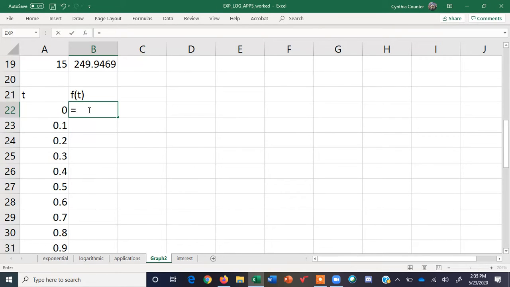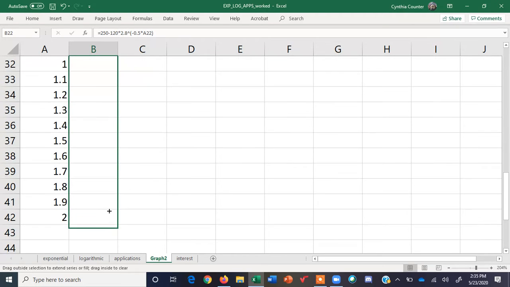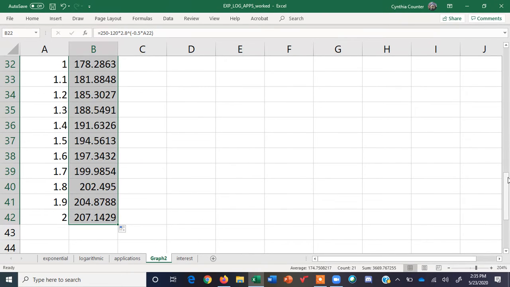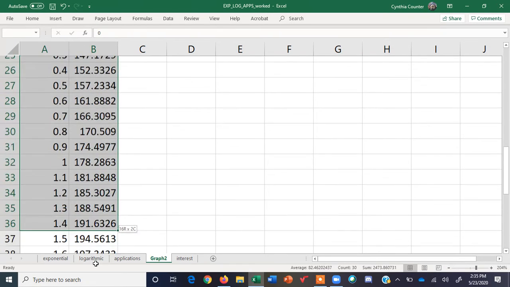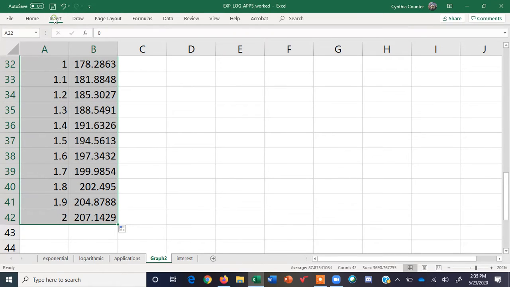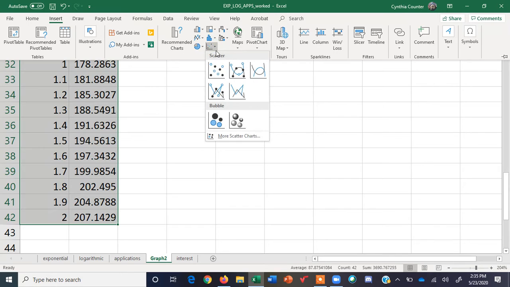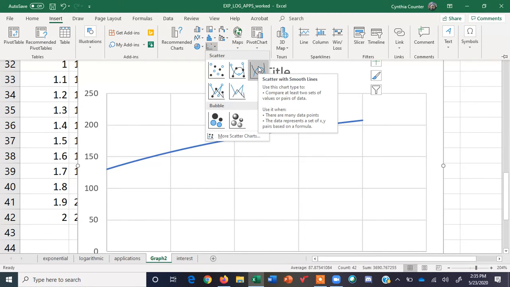So we need to write the formula again. 250 minus 120 times 2.8 to the power, parenthesis, negative 0.5 times t. And let's copy this like before. And let's graph it and see if we can kind of zoom in on what's going on between 0 and 2. So we're going to insert that same scatter plot but connected by lines.